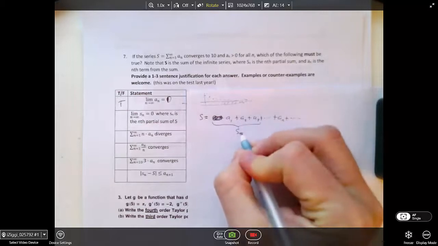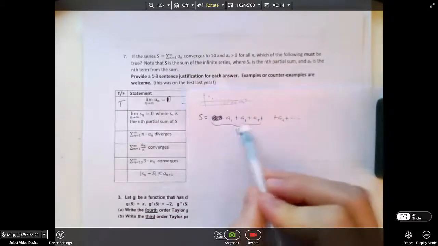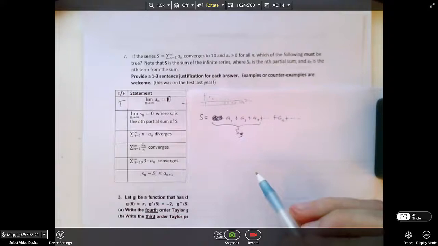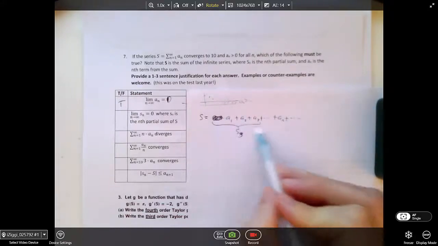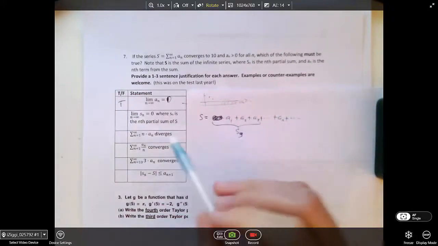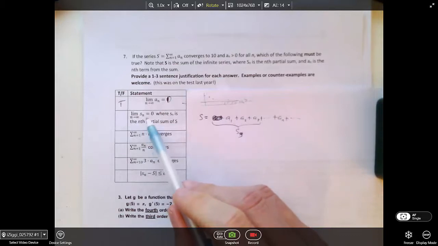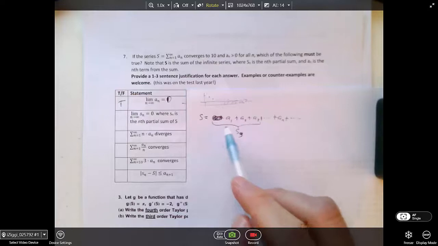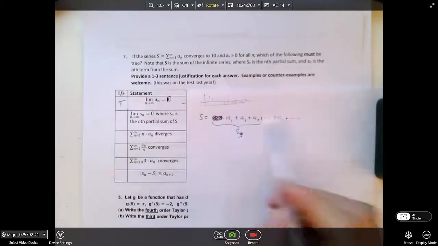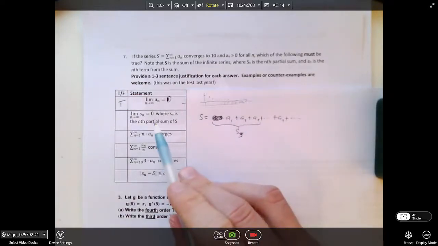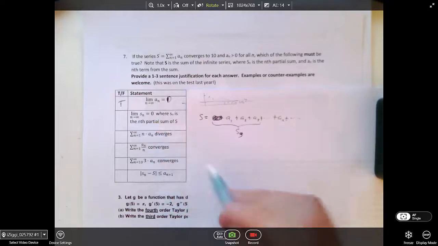S sub 3 would be the partial sum of the first 3 terms in my series. S sub 4 would be the sum of the first 4 terms in my series. So if I'm looking at the partial sums as n approaches infinity, that's like saying, let's look at the sum of the first n terms in my series where n approaches infinity. And that's the same thing as what my series is eventually converging to.